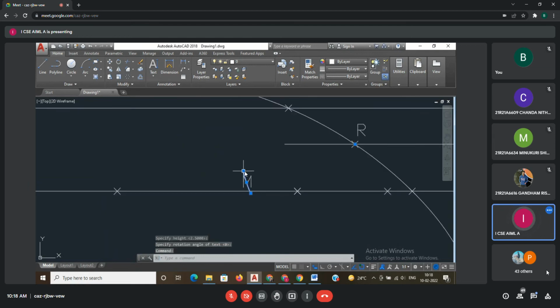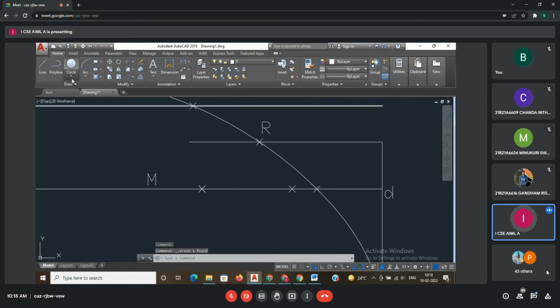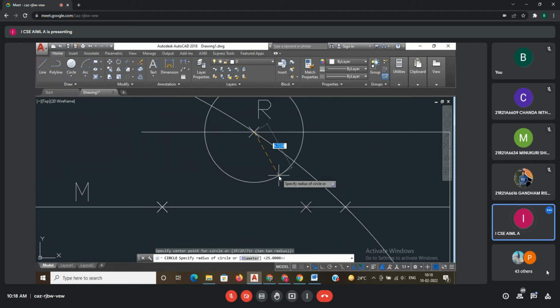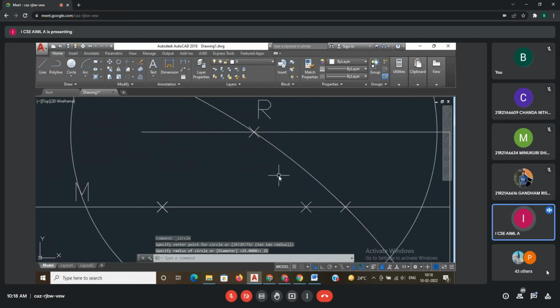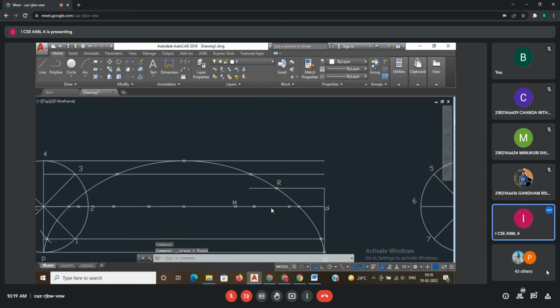Now see, I am erasing this one. Now one more method, the circle method. Center and radius. Center is my R. R as a center, CP as a radius. How much? 25. If I draw, I get one point on the axis line. That is my M point. Okay. I will erase this circle later.